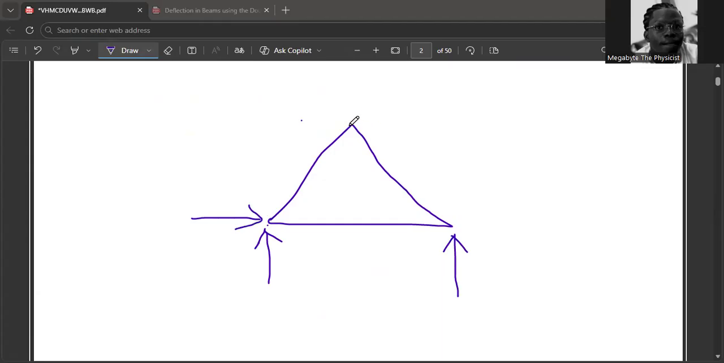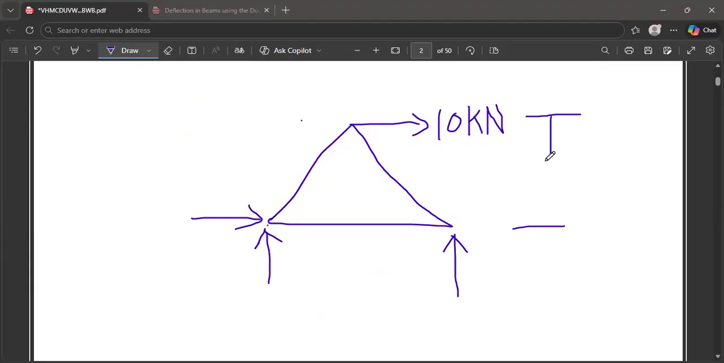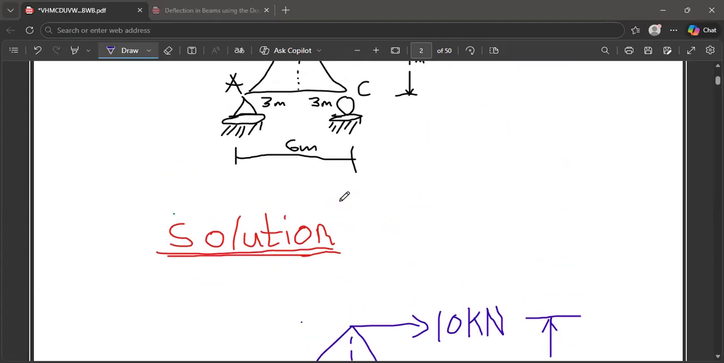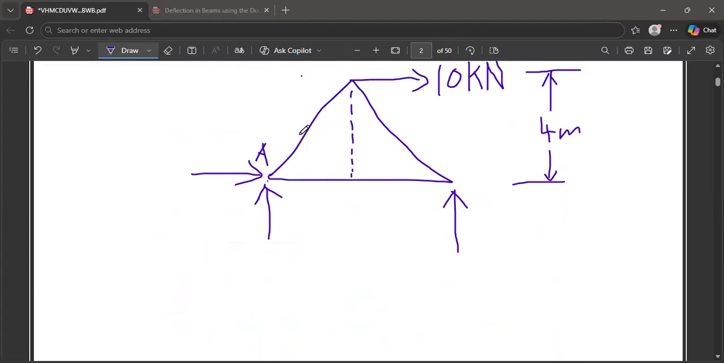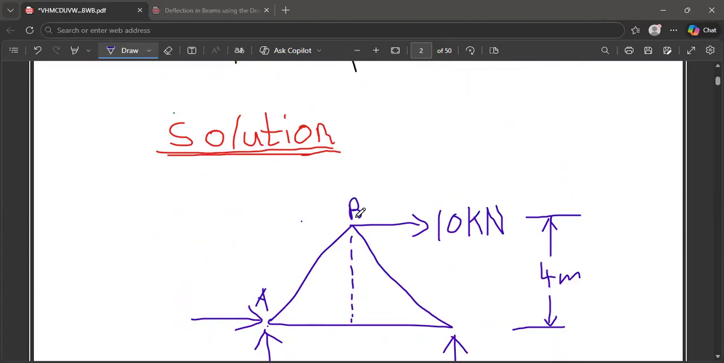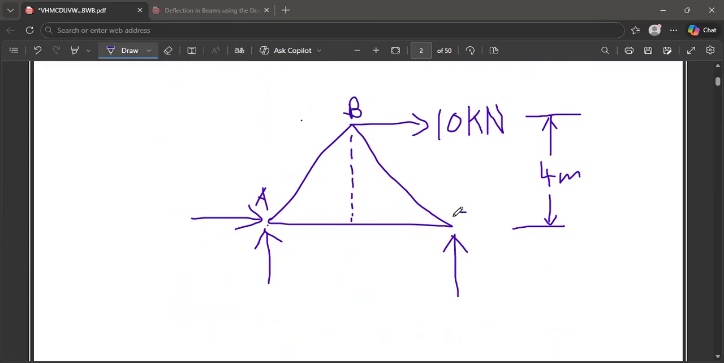You see, so this is our 10 kilonewton. We can put down our dimension, so here was 4 meters. Do all to put down your free body diagram so that you don't lose the marks. So let's label the parts. This is A, this is our B, and also this is our C.